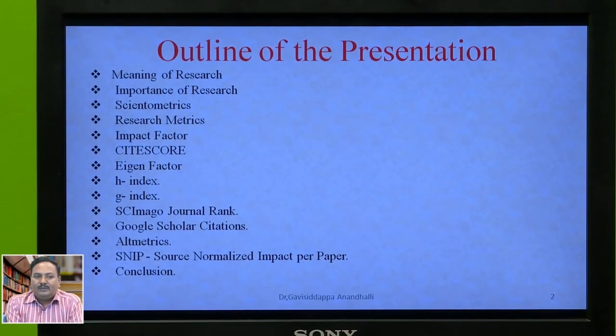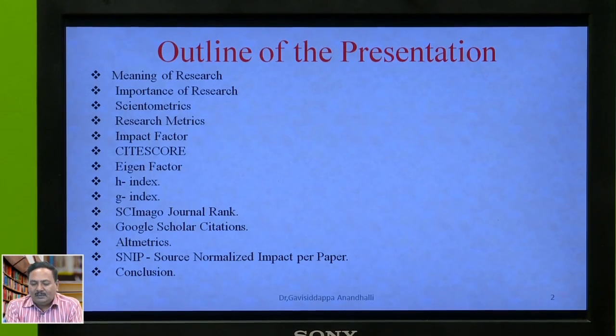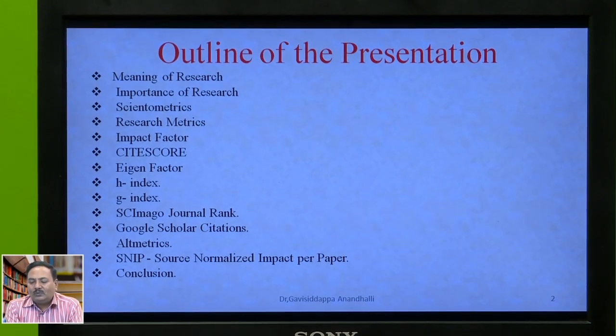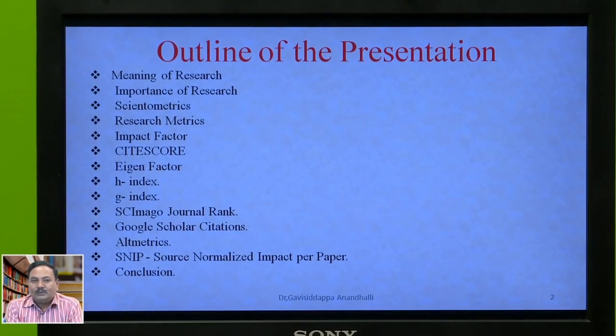After that we will discuss altmetrics, which is one of the most emerging areas in the field of research metrics. At the end we will discuss SNIP, that is Source Normalized Impact per Paper. That is one of the most important metrics used in recent days in order to measure the impact of research publications. After that we will conclude my research work.